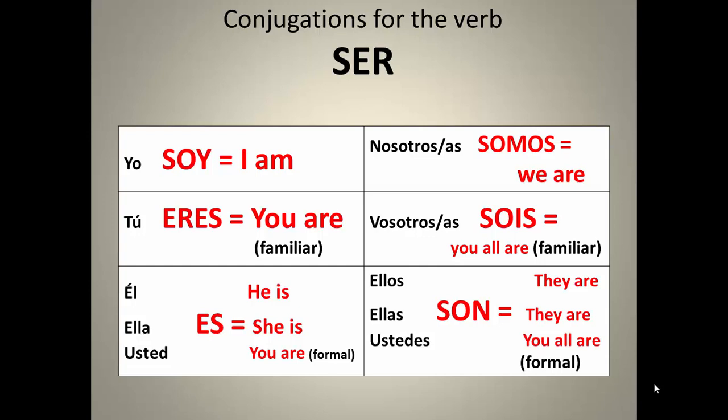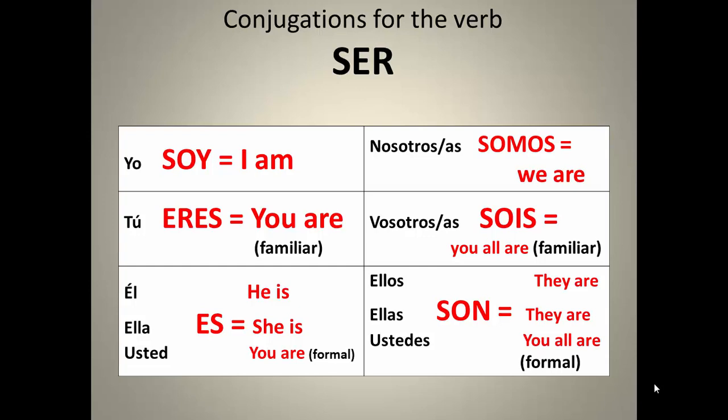So it's yo soy, I am. Tú eres, you are, that's familiar, right? When we're talking with a friend or a family member or someone we're very familiar with. And then the next three get es. Él, ella, usted es. Él es, ella es, usted es. He is, she is, and then you are for formal use when you're speaking to someone that you want to give a little bit more respect to, maybe someone with authority, someone you have never met before, an older adult.